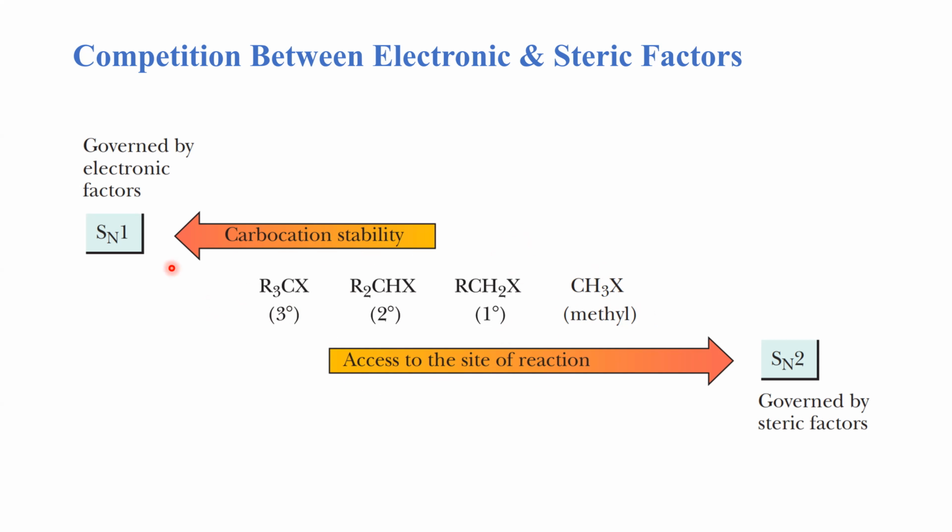So both things you have to keep in your mind: what is the ease of the site of reaction and what is the carbocation stability. The carbocation stability as a result will lead to the SN1, and ease of access to the site of reaction for the nucleophile from the backside will go for the SN2 mechanism.